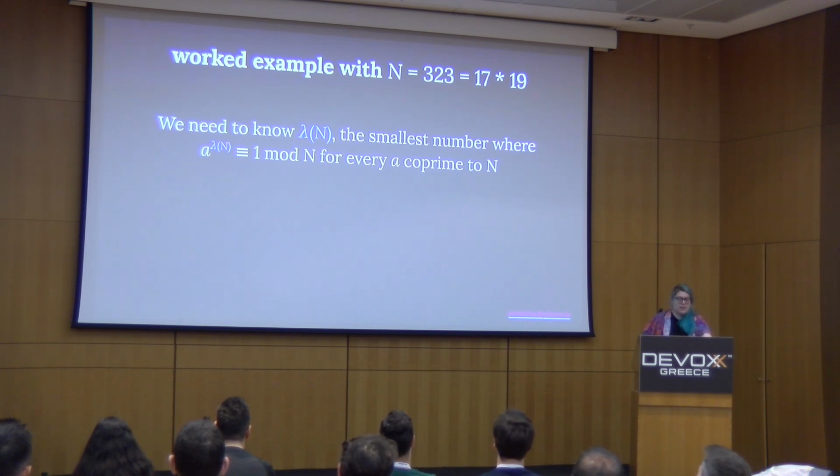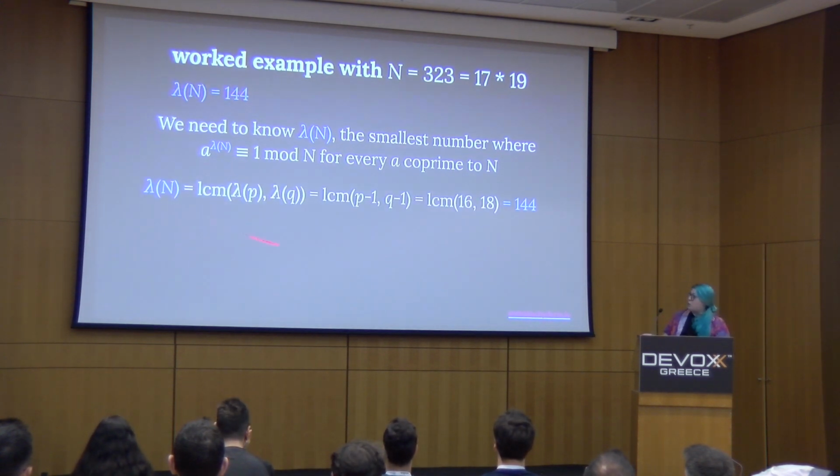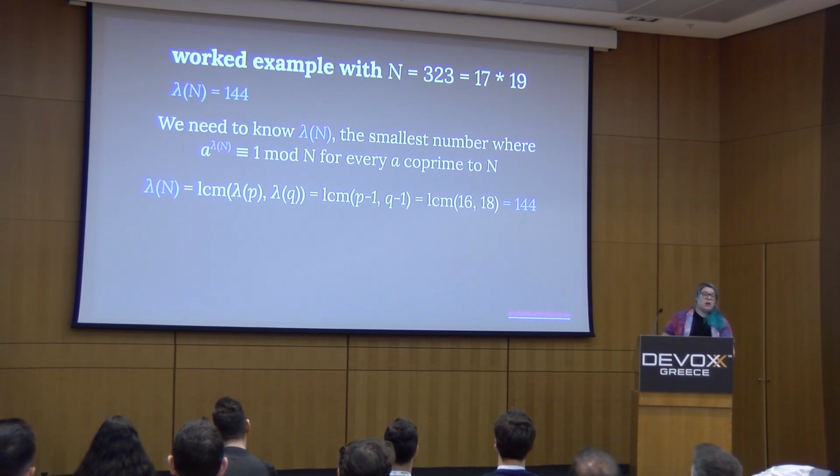And the property of this number is that if you take any number between 1 and 323, let's say, and you raise it to the power of this secret special number that we need to calculate, then when you divide it by n, there's a remainder of 1. That's the definition of this number. And using group theory, we can find this using some maths that you learn in your first year of undergrad. What you need to do is calculate the lowest number that is a multiple of both 16, 1 less than 17, and 18, 1 less than 19. So p minus 1 and q minus 1. That's where those numbers are coming from. And this happens to be 144.